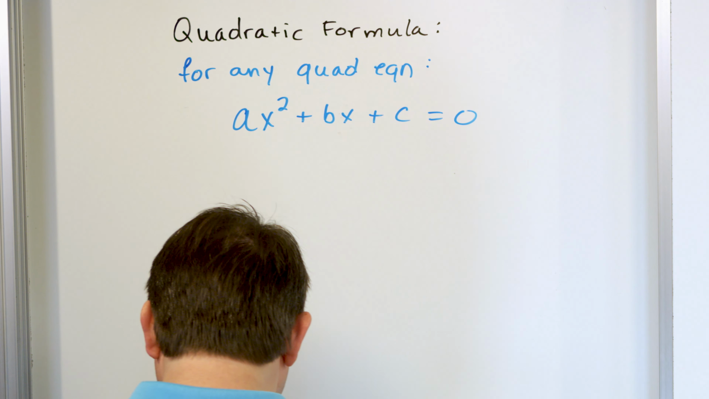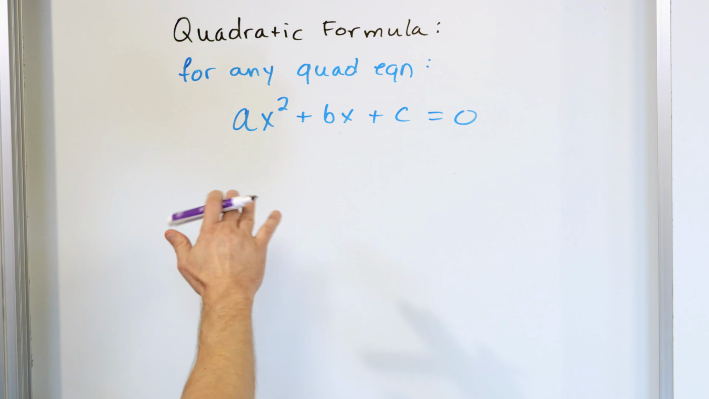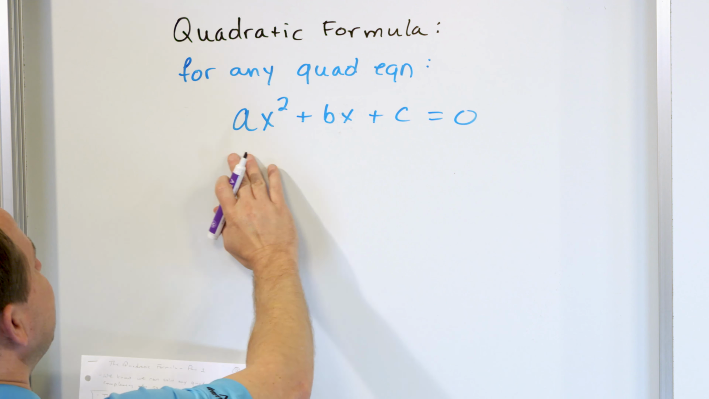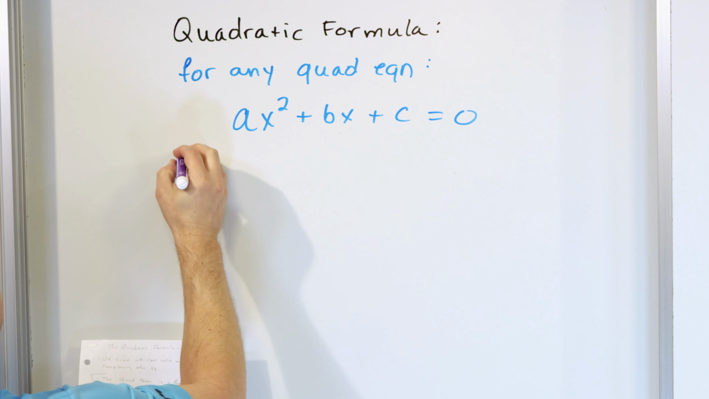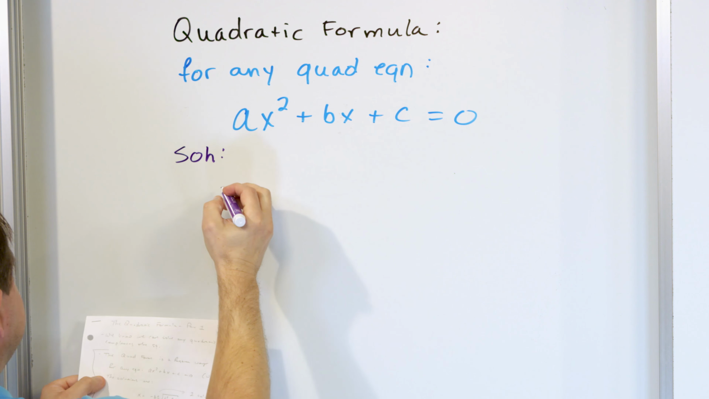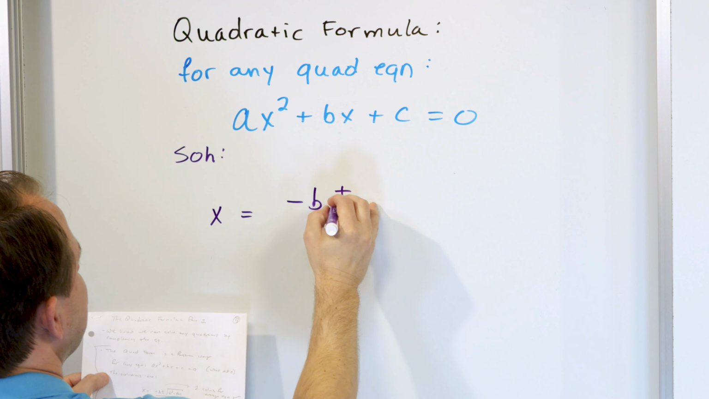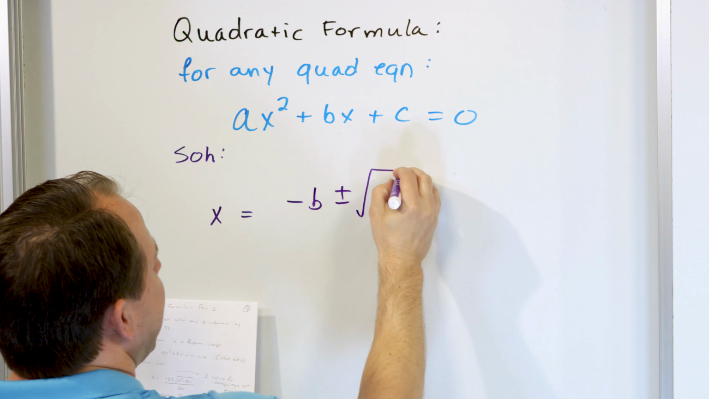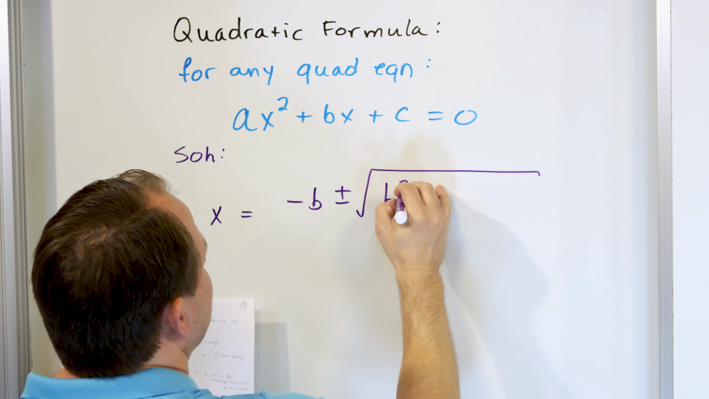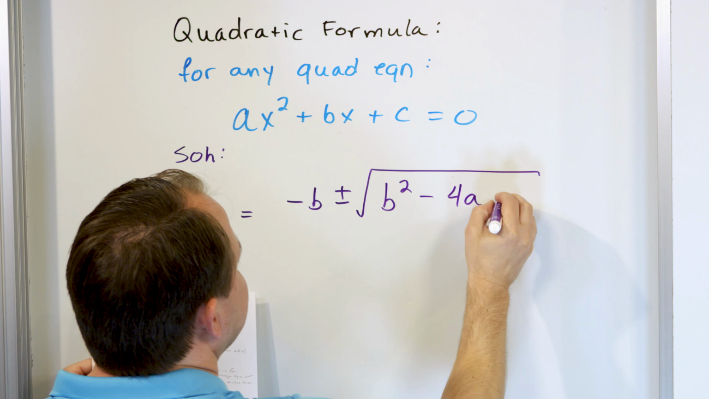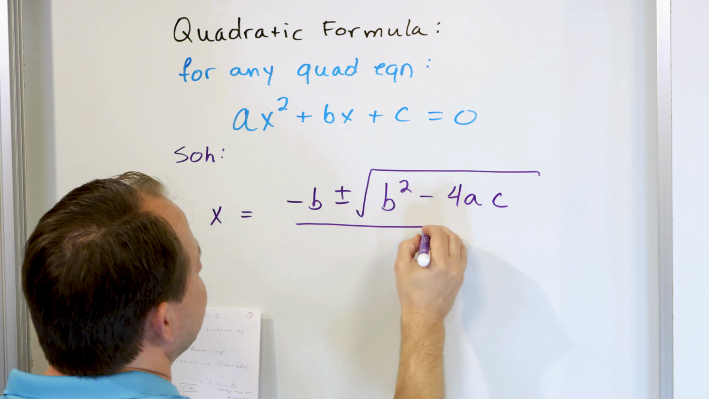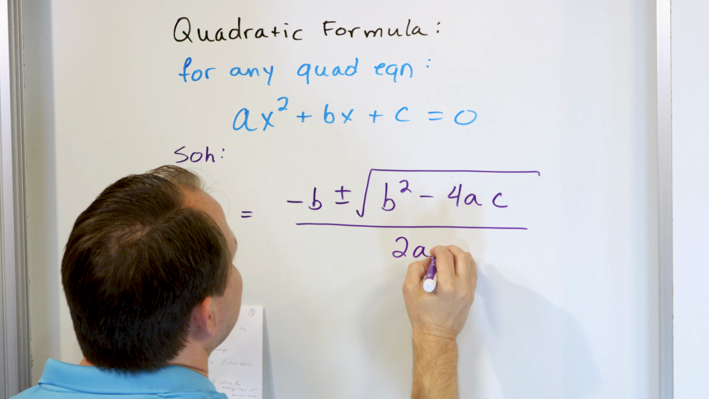But the quadratic formula says, as you will see it displayed in most of your books, that the solutions to this is as follows. The solution is something like this. x is equal to negative b plus or minus the square root of b squared minus 4 times a times c, and this whole monster numerator is over the denominator of 2 times a.